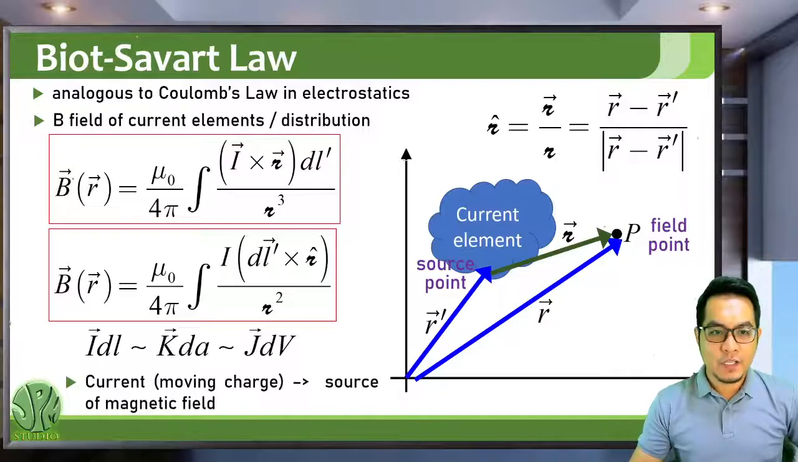As you can see, the basic source of magnetic field is actually the current or a moving charge. A moving charge or current creates its own magnetic field aside from its electric field. And the joint fields is called an electromagnetic field. Here we will just be focusing on the magnetic field.